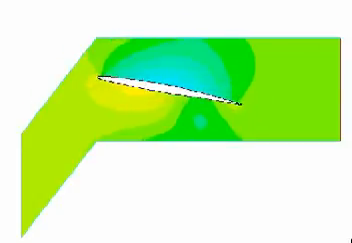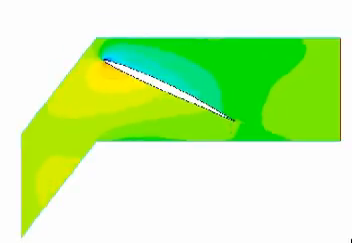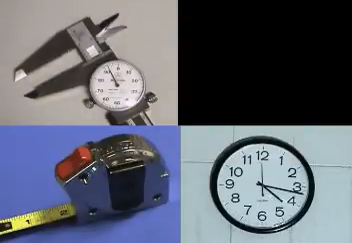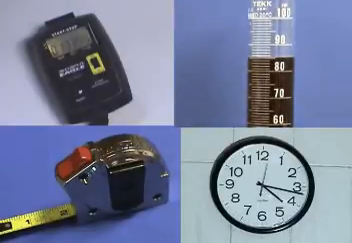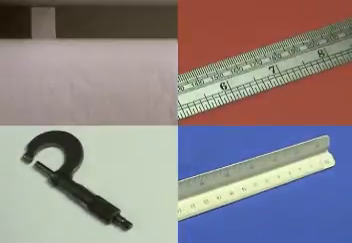Our final classification is 1, 2, and 3-dimensional flows. Reality has 3 space dimensions. However, it's very useful in fluid mechanics to concentrate on fewer than these 3 dimensions for simplicity.